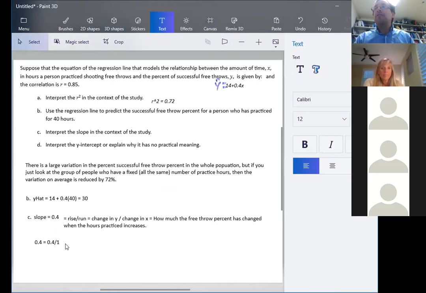So now we can interpret this. The rise is 0.4, the run is 1. So that means as follows: if the x value changes by 1, the y value tends to change by 0.4. Now be careful, you can't say then it will, because that's causation. So let's write out what we've got.